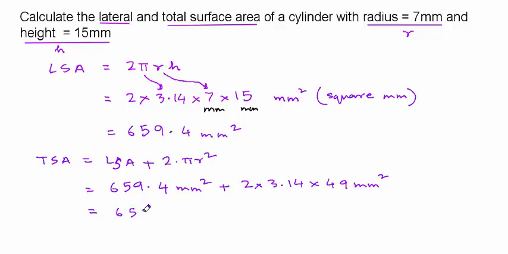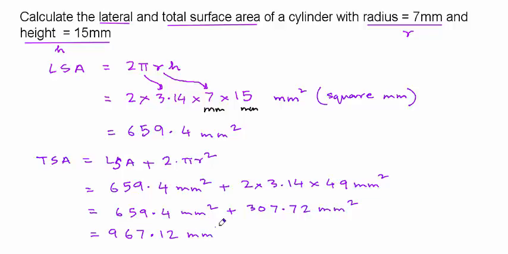So this is 659.4 plus 307.72, which is 967.12 square millimeters.